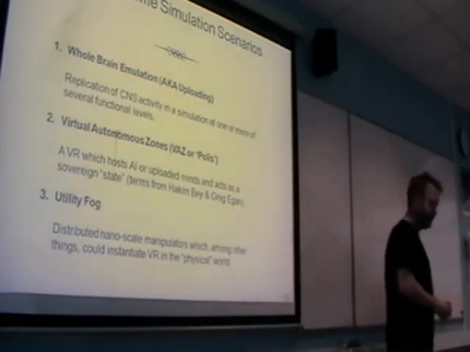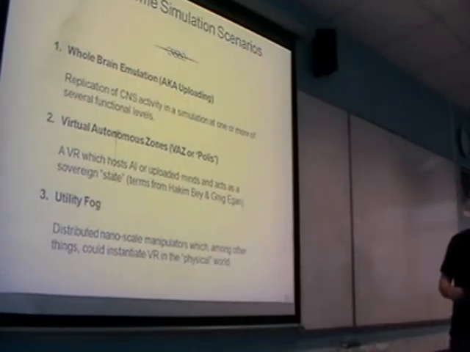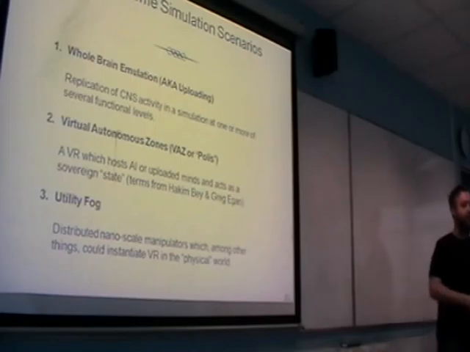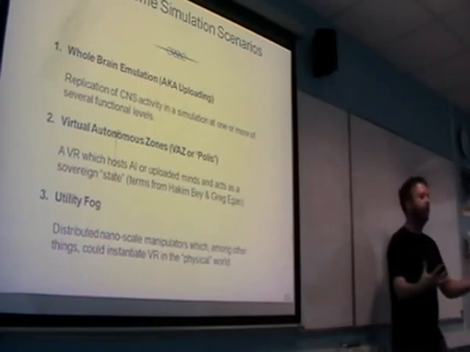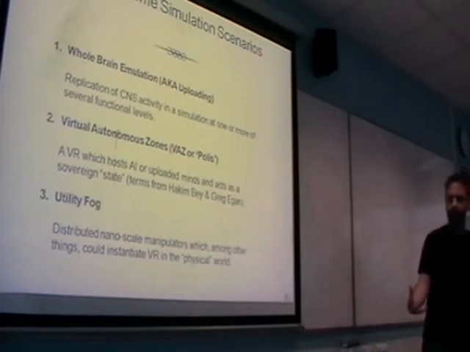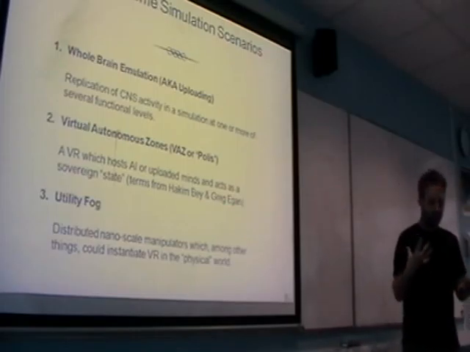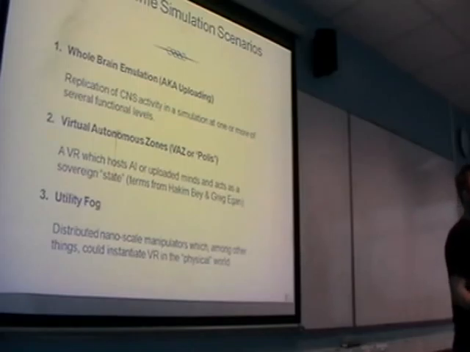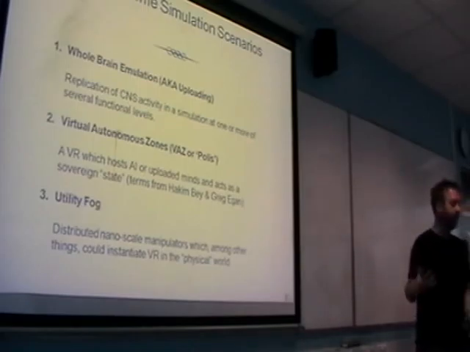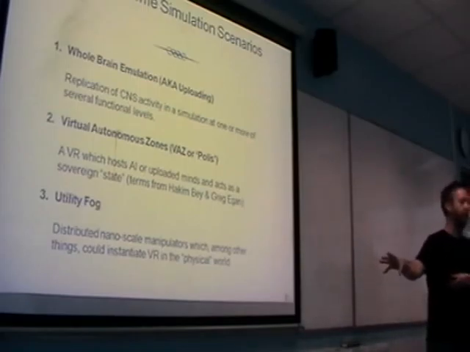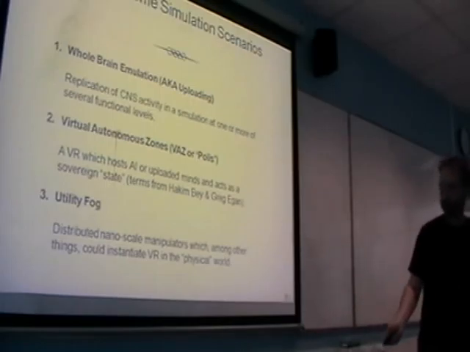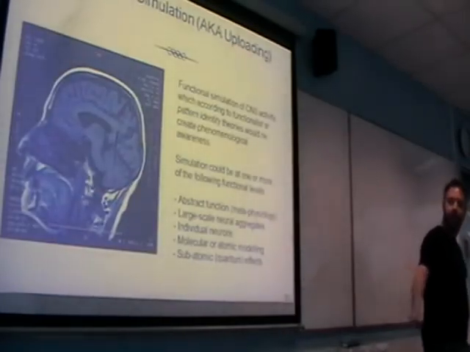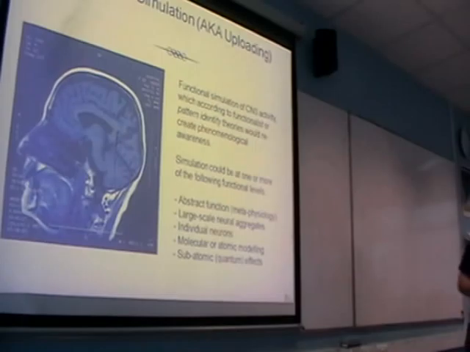The reason I mention it in terms of simulation is that if you're running a simulation but you want it to have influence in the real world, you need some kind of effectors in the real world. Utility fog is a hypothetical technology, based on the principles of nanotechnology, that would deliver that, if it worked. Okay, so those are the things I'll talk about. I'm just going to go into each one in a tiny bit more detail.